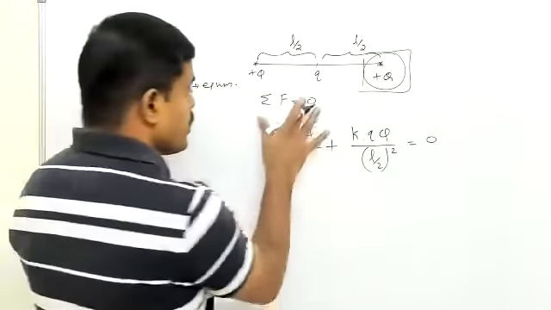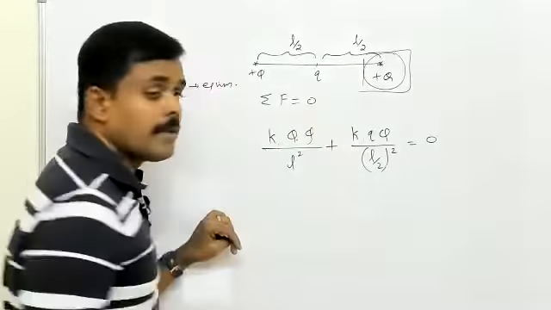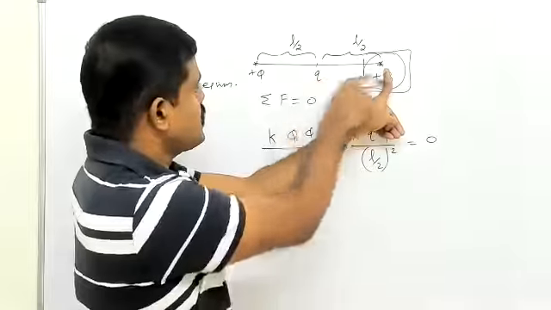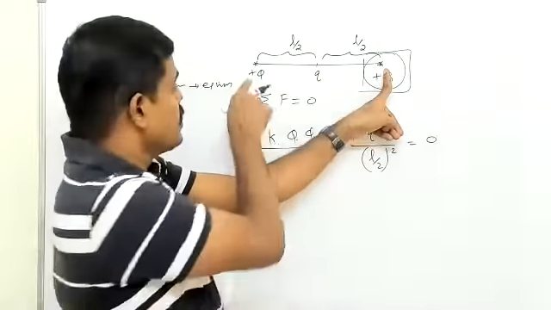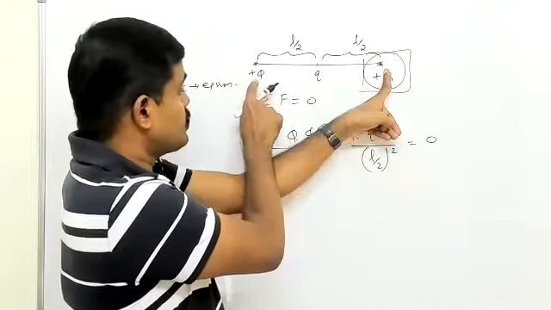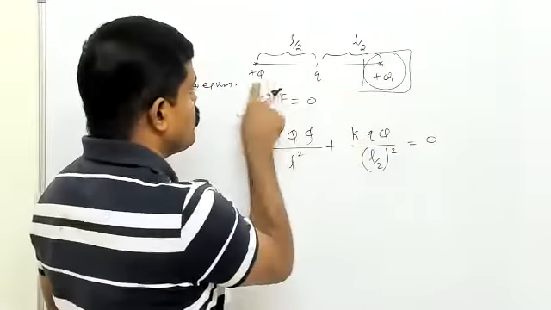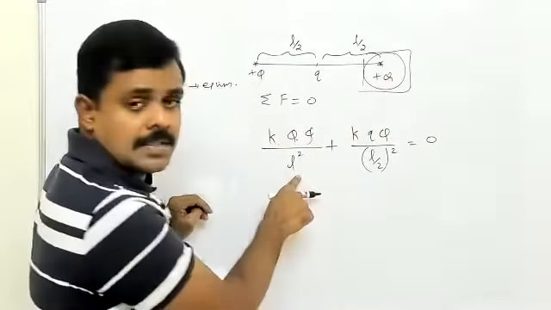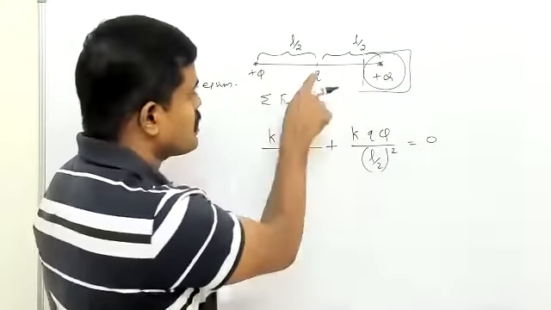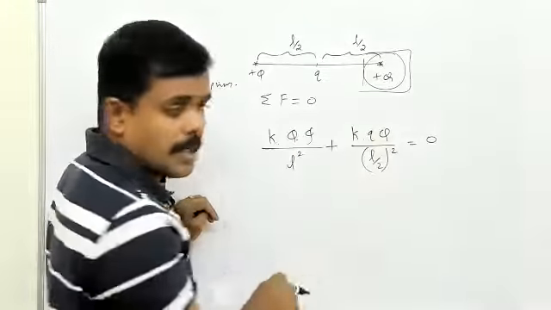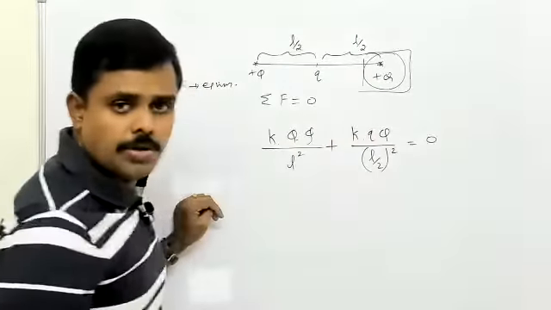What is the condition for equilibrium? Sum of forces should be equal to zero. How many forces? Two forces, given by these two charges. Number one, the force given by this charge is K into Q into Q by L square. Distance is L. Plus, what is the force given by this charge? K into small q into capital Q by distance L by 2 the whole square.